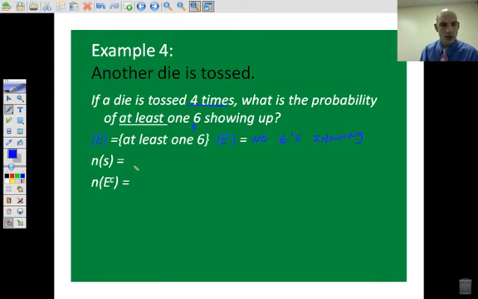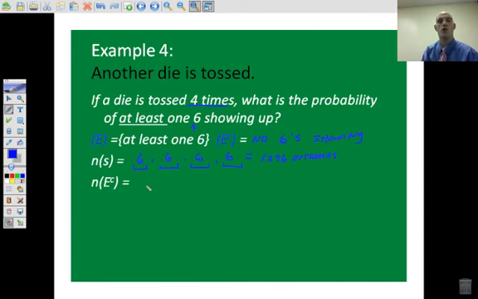So if we're tossing a die four times, we need to outline our number of total possibilities. Well, the number of total possibilities for the first die roll is six. And in each subsequent roll, we have six possibilities. And so when we actually do the math here, we have 1,296 outcomes. That's all of the possible outcomes.